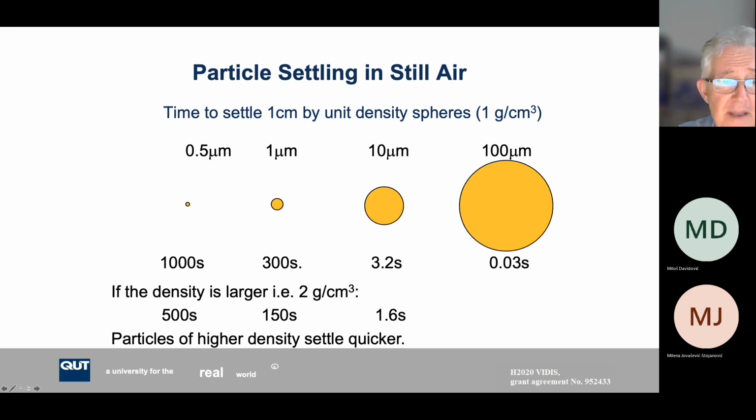So this is why size matters. Their behavior in the atmosphere is significantly dependent on the particle size and on the density. So we see here, if we increase the size by 10 times, the settling velocity increases by more than 2 orders of magnitude. So that's an important thing to note.